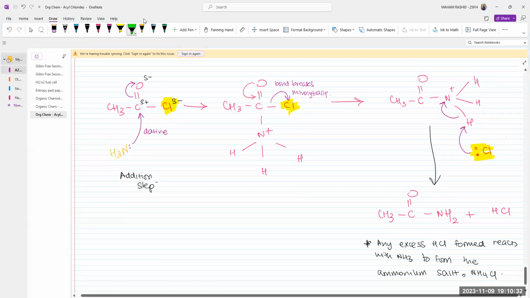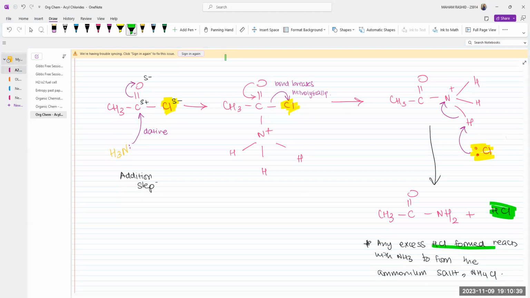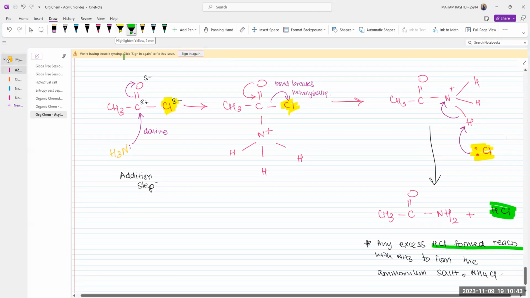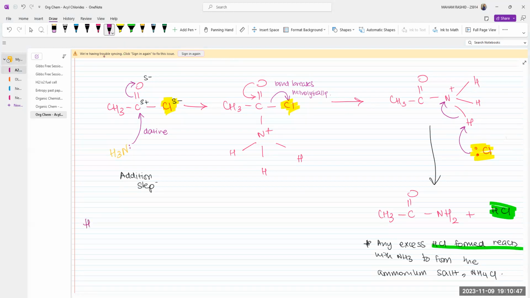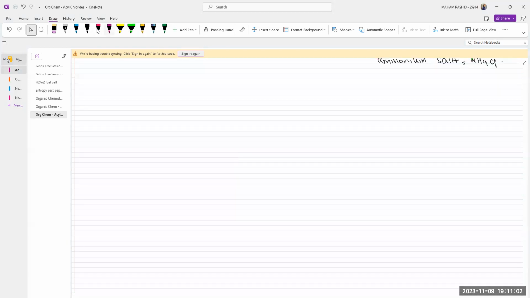Okay, so this HCl that we have, this can be in excess, okay? And if it is in excess, it's going to react with your NH3, right? We also have NH3 in excess. So this HCl reacts with NH3 to give you NH4Cl. Yeah. This is a salt. Okay, now we do the reaction with ethanol.